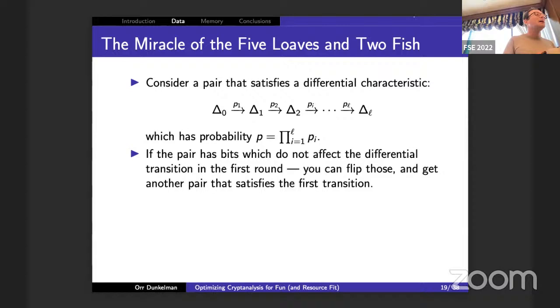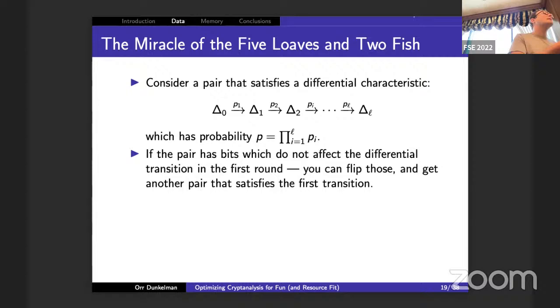It was used recently by Christoph and Gregor and several others in differential linear cryptanalysis. So they have a subspace, they find one pair that satisfies the differential transition, and then they transform it into many pairs that satisfy the differential transition. And then for all of them, the differential linear property works better. And there are several other works running around this idea. So here's the idea of how it works. Let's assume that in the first round, there are bits which do not interfere with the differential transitions.